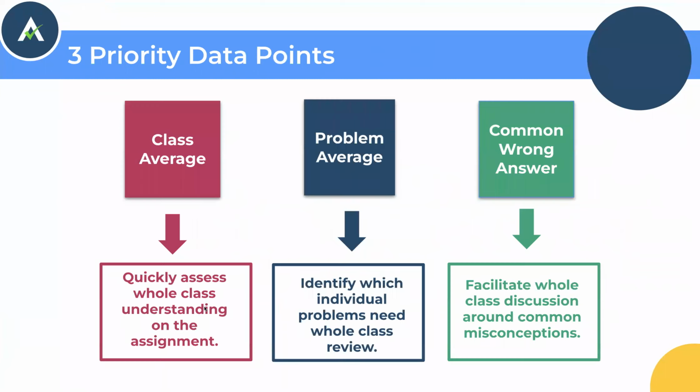All right. So we definitely also recommend, there are different data points that are going to be useful. The top 3 that we recommend as a priority are going to be your class average score, so you can see our students as a whole understanding the assignment; the problem average scores, so which individual problems need whole class review; and also common wrong answers. So you can use those to facilitate whole class discussion around common misconceptions, or even to work the problem out again with the students and talk about those things together. So those are some common go-tos that'll be super useful for you.